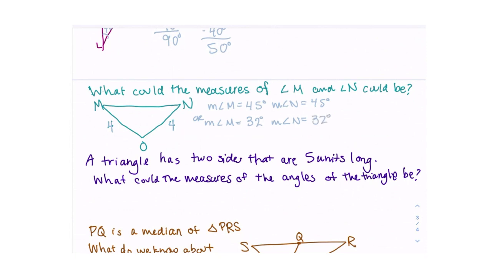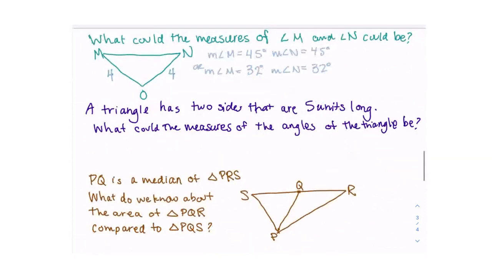32, right? Okay. A triangle has two sides that are 5 units long. What could the measures of the angles of the triangle be? So this is asking all of the angles of a triangle. So you have to remember two things with this one. You have to remember that they add to 180, and also that because two sides are 5 units long, it's isosceles.